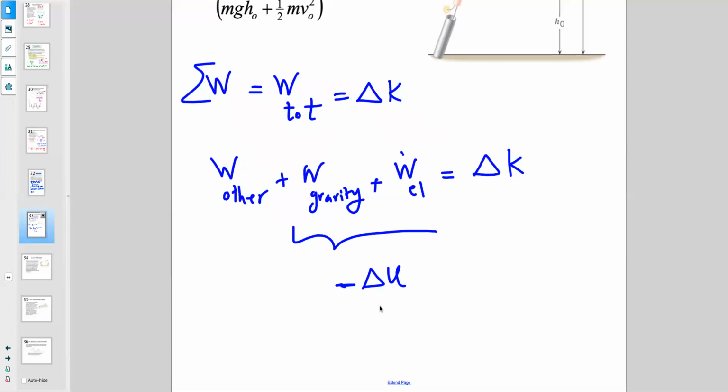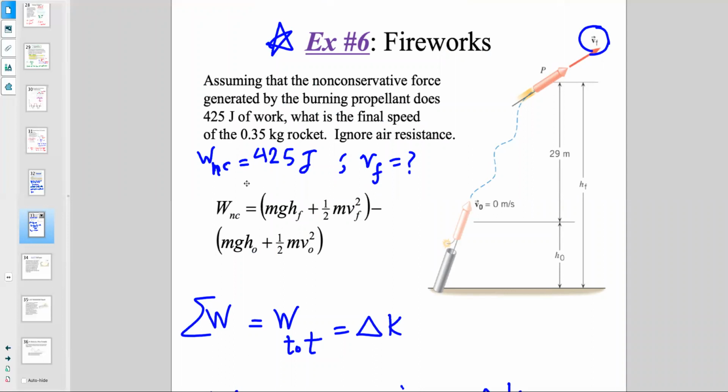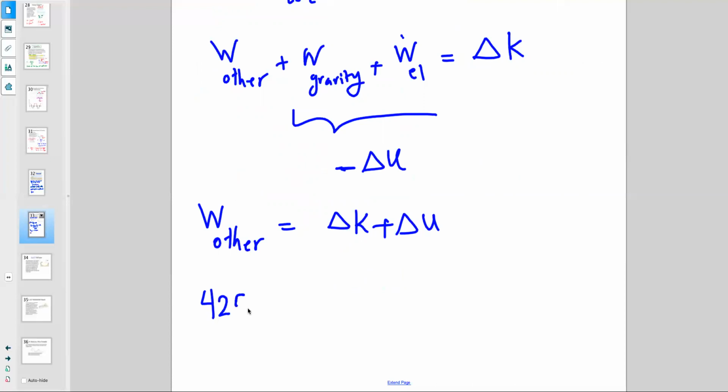So we can write work by the other forces is delta K plus delta U. Here, the other force is exactly being given to us, which is coming from this rocket. So 425 would be delta K, which is K2 minus K1.